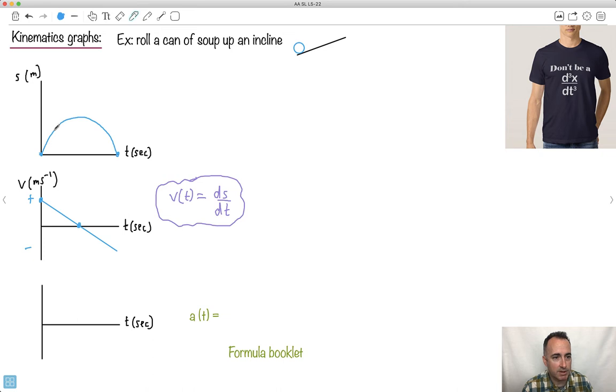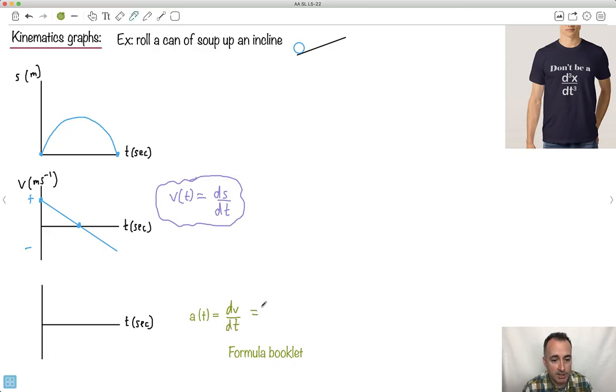Do you notice, by the way, that the displacement is probably a quadratic, and this looks like a linear graph? That's kind of cool. Well, then what do we say for acceleration? Acceleration is in the formula booklet, so you don't have to memorize it. The acceleration is the derivative of the velocity, so we can say it's dv dt.